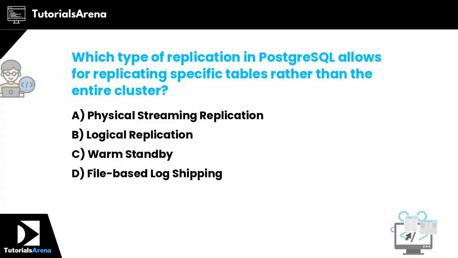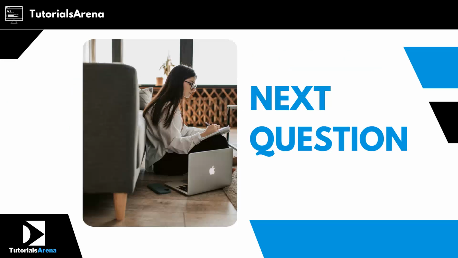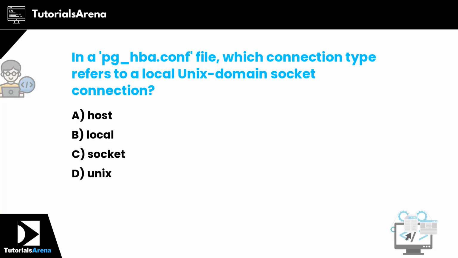Which type of replication in PostgreSQL allows for replicating specific tables rather than the entire cluster? The correct answer is option B, logical replication. In the pg_hba.conf file, which connection type refers to a local Unix domain socket connection? The correct answer is option B, local.